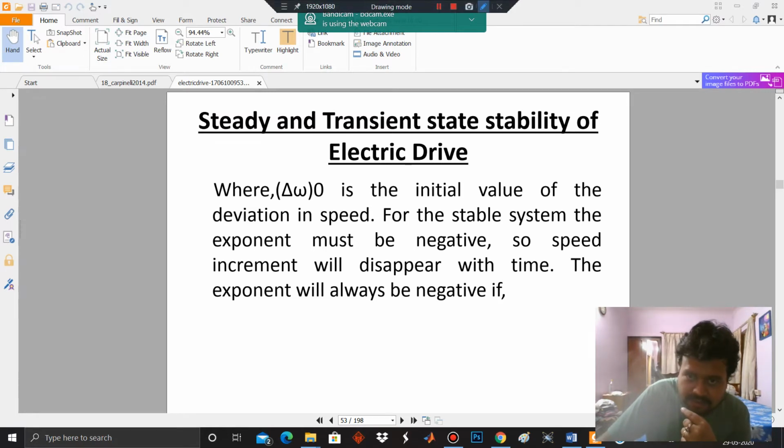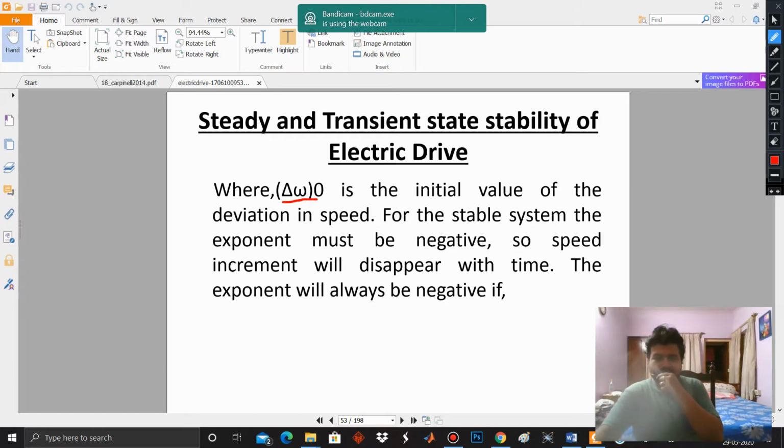So now the notations are given over here. Delta omega 0 is the initial value of the deviation in speed. For the stable system, the exponent must be negative, so the speed increment will disappear with time.